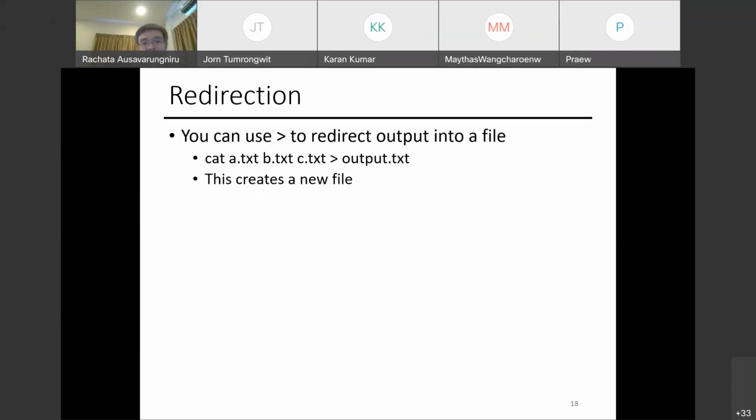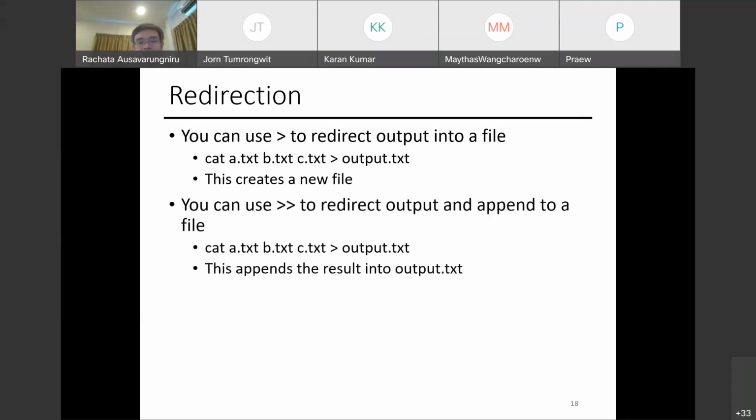Over here, cat a.txt, b.txt, c.txt would combine the content of a, b, and c.txt and write a new file called output.txt. It creates a new file called output.txt. You can also append to the existing file. Again, sorry about the typo.